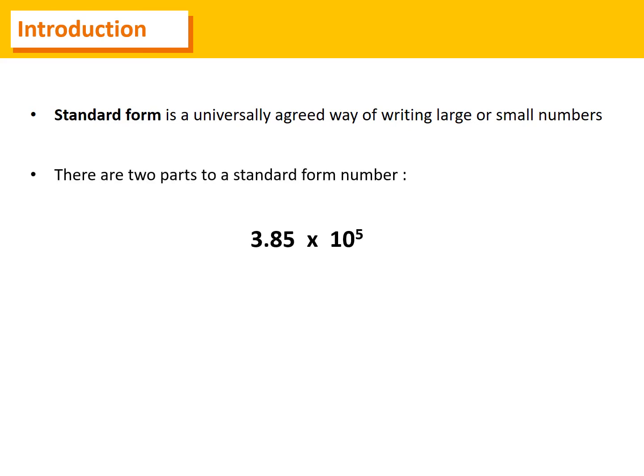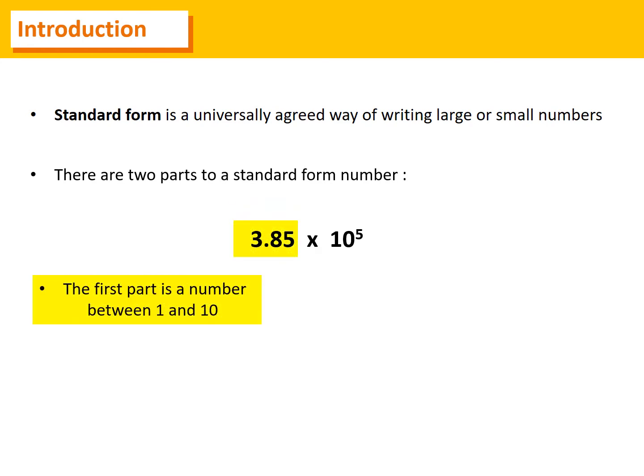There are two parts to a standard form number. The first part is a number between 1 and 10. That number can equal 1, but it must be less than 10. The second part is the number being multiplied by a power of 10.